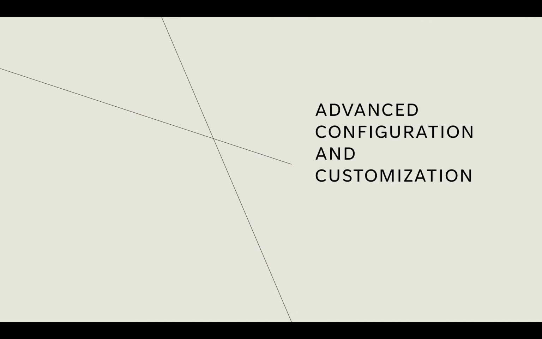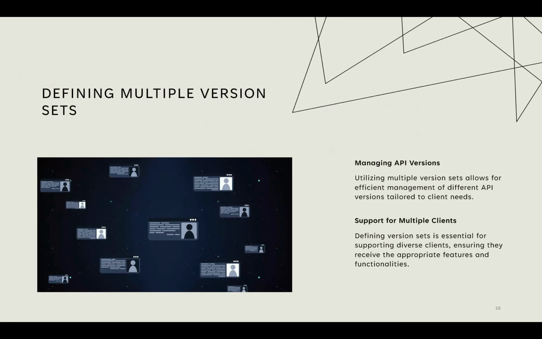For more complex APIs, advanced configuration and customization options are available. These allow you to tailor versioning to meet specific application needs. You can define multiple version sets to manage different groups of API versions. This is useful for supporting various clients that may require different features or functionalities.